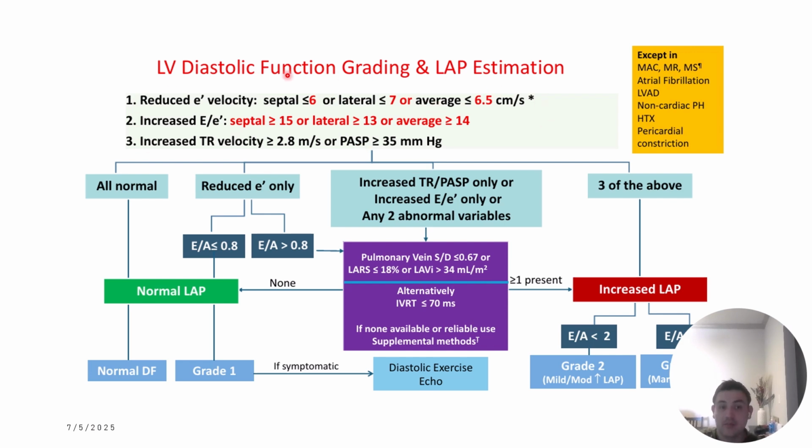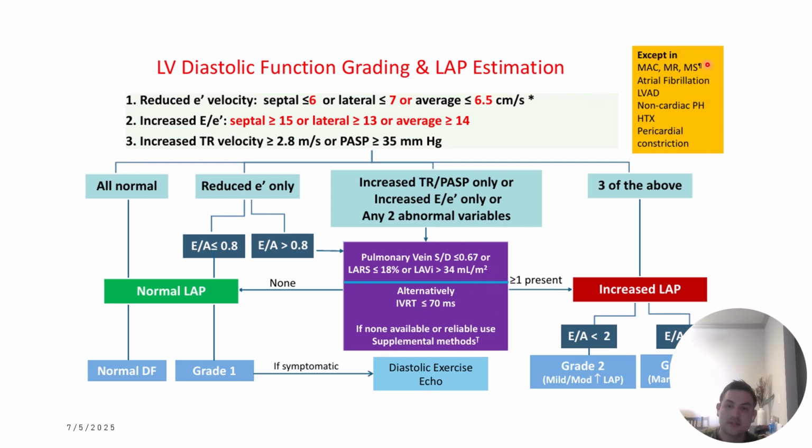If all of those are abnormal, you're going to see E prime reduced, E over E prime more than 14, and TR velocity more than 2.8. All are abnormal. That tells you increased left atrial pressure. Now, if the E over A is more than 2, it's grade 3 diastolic dysfunction. Less than 2 is grade 2 diastolic dysfunction. Now, imagine you don't have this combination here. You just have one abnormal. Then you have to use all of these parameters that we're going to talk about later.